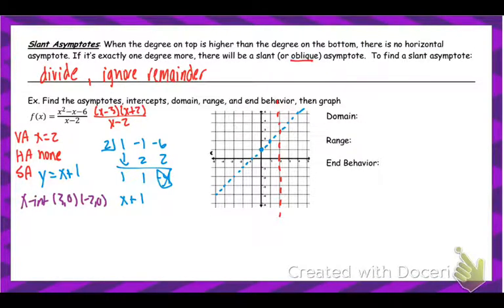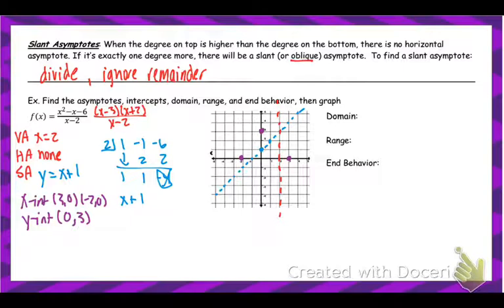In this case, there's 2 of them. So I have an x-intercept at 3 and an x-intercept at negative 2. Y-intercept, plug in 0 for x. Negative 6 divided by negative 2 is a positive 3. And again, y-intercept is always easier in the original. It just makes it much easier to see. So y-intercept is 0, 3.